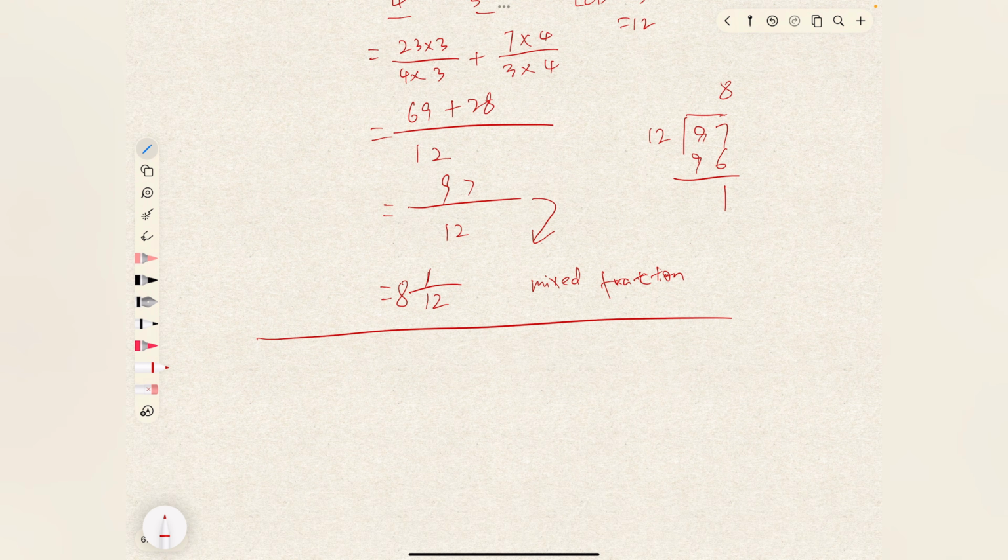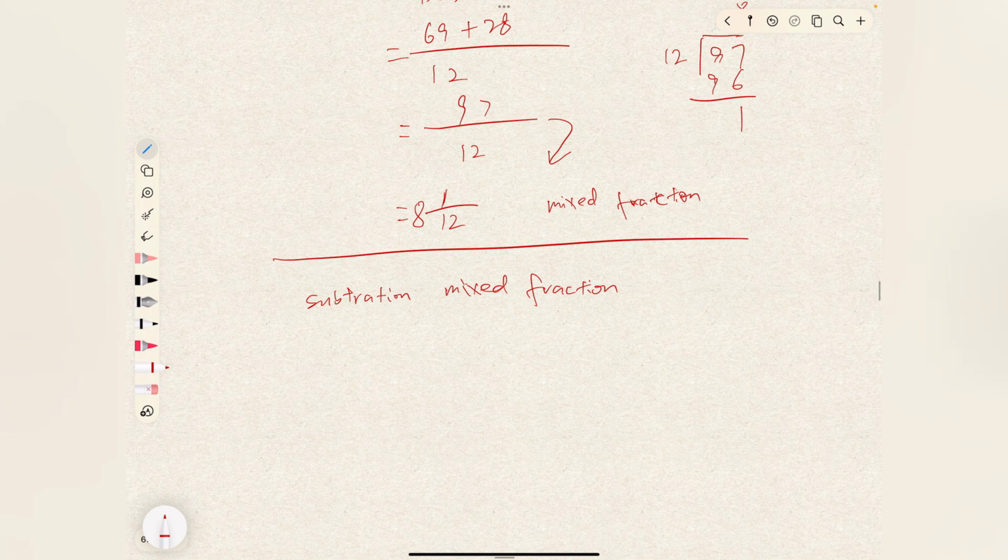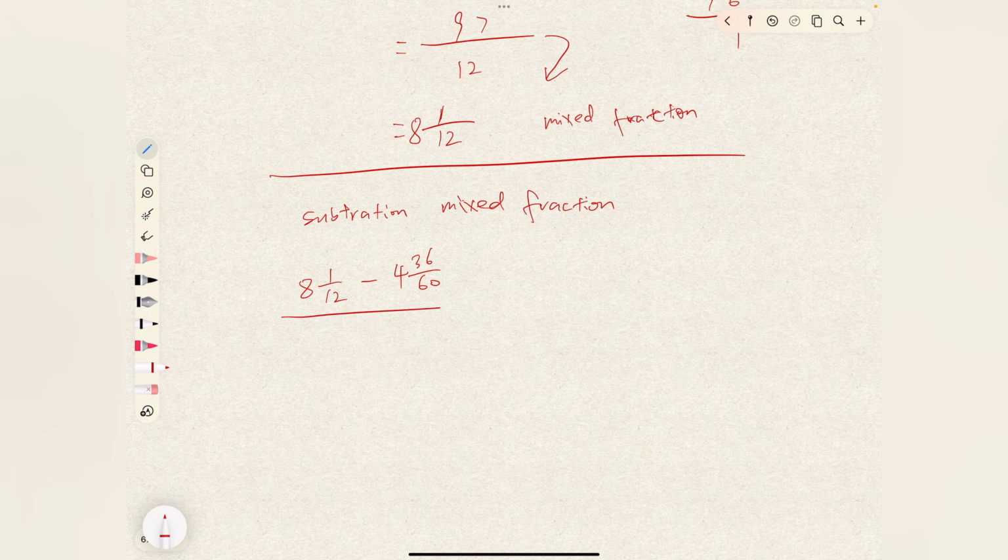This is for addition, and now let's look at subtraction. So let's say we have 8 1/12 minus 4 36 divided by 60. What will this give us? Same thing, we can use the same method.